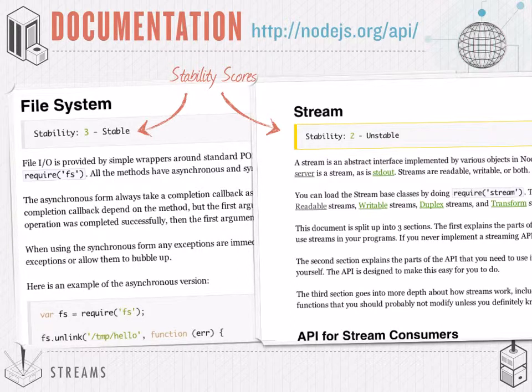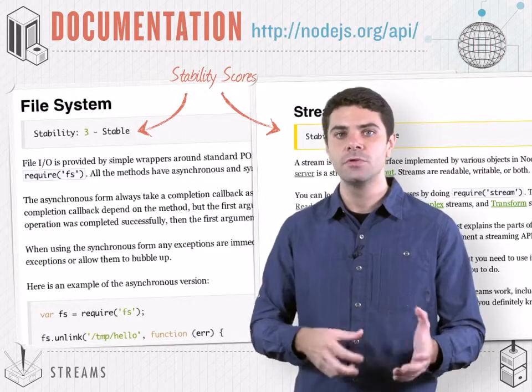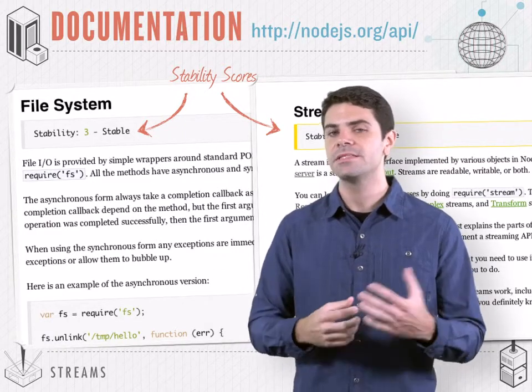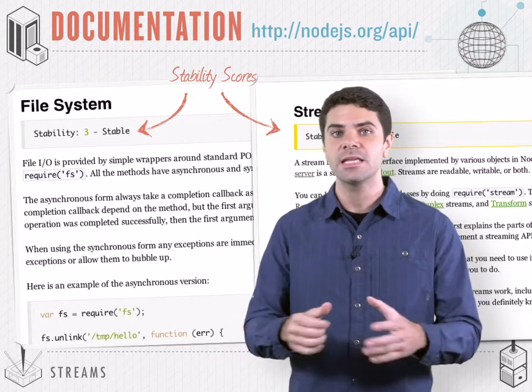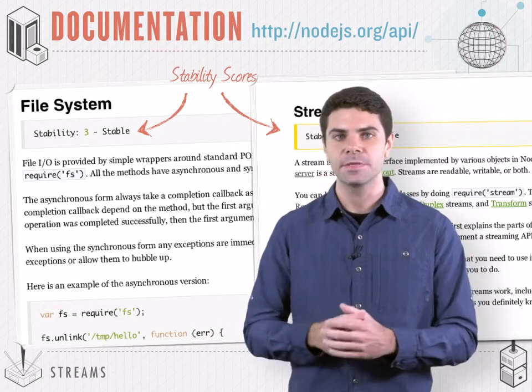On the other hand, the Streams module is still unstable with a score of 2. This means that changes to the API are still possible. So next time a new version of Node comes out, it's important to check for any changes on Streams or any other unstable API that your Node application might be using.